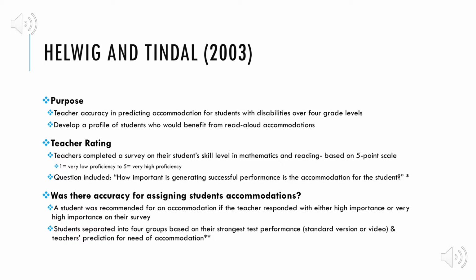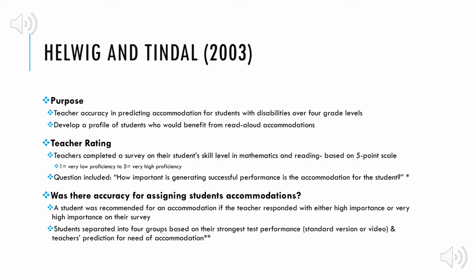So when we look into the teacher rating portion of the research, teachers were asked to complete a survey on their students' skill level in both mathematics and reading based on a 5-point Likert scale, with 1 equaling very low proficiency and 5 equaling very high proficiency. There was also an additional question that stated, how important in generating successful performance is the accommodation for the student? Responses for this question ranged from very low importance to very high importance.